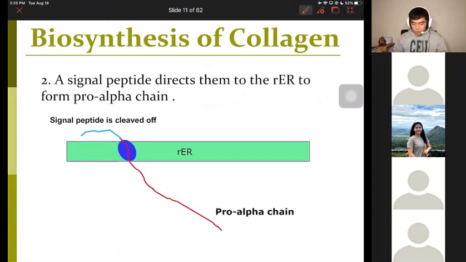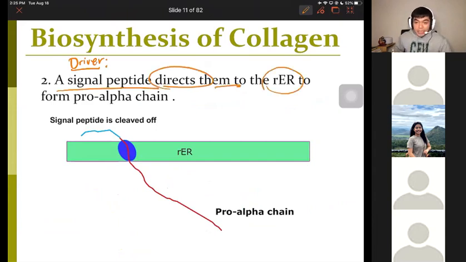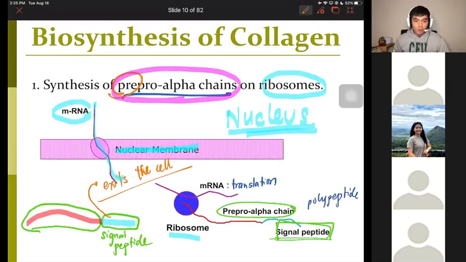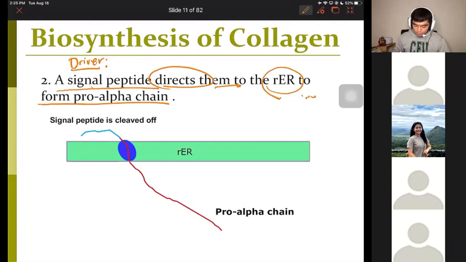So with that, anong susunod na mangyayari? Ang palatandaan nyo sa signal peptide, driver nga siya. Siya yung mag-guide doon sa original peptide chain para ilabas ng cell. Pero hindi siya basta-basta. Siyempre, may iba pang mangyayari. So next step, number 2, a signal peptide directs them first to the rough ER. Okay? It will direct sa rough ER para mabuo ang pro-alpha chain. So kanina, ang tawag ay pre-pro-alpha. Yung ngayon ang tawag ay pro-alpha.